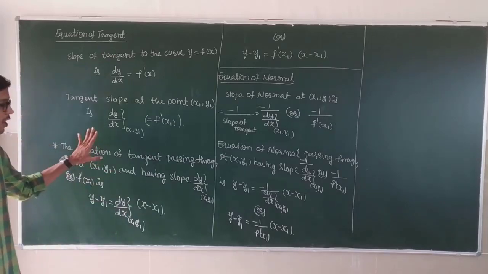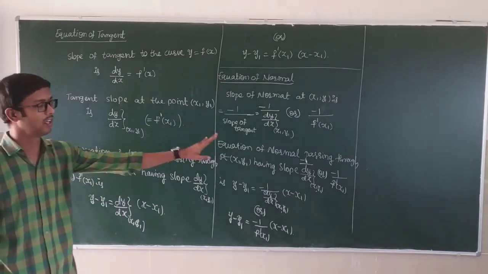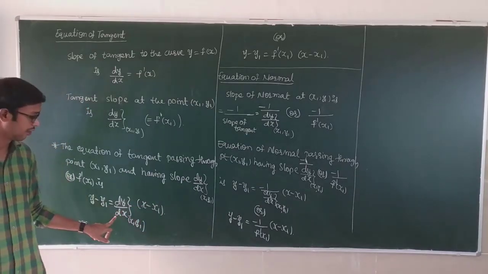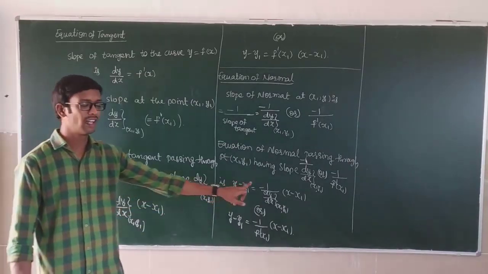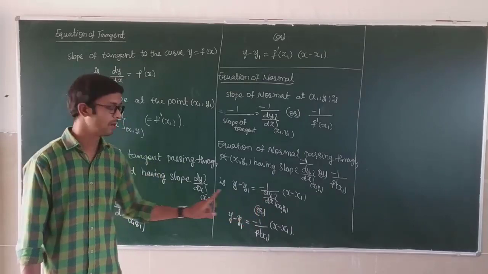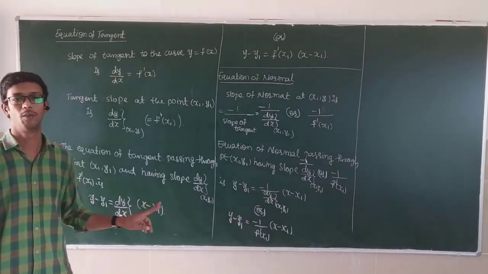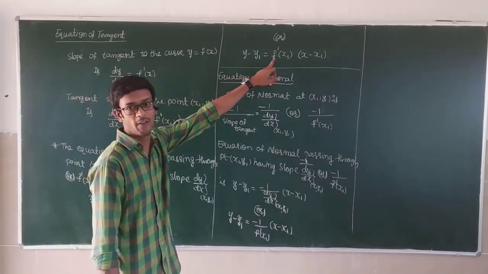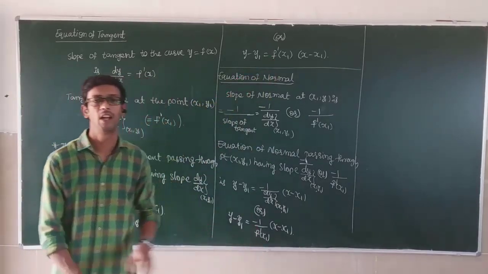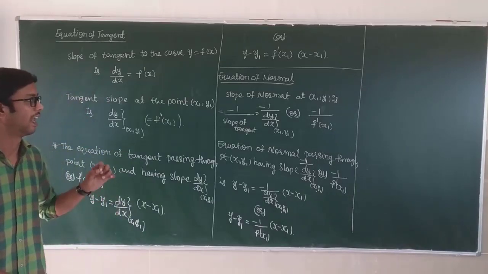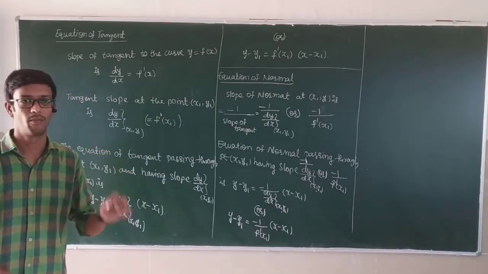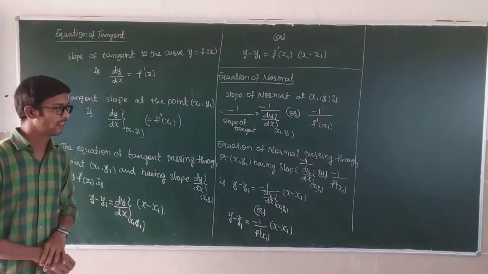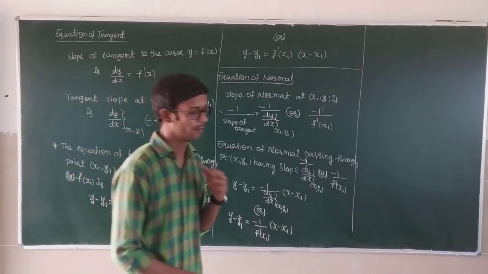So this is the equation of tangent. This is the equation of normal. What is the difference between these two? Here dy by dx, here -1 by dy by dx. Why? Because the product of the slopes is equal to -1. Next, here f dash of x1, here -1 by f dash of x1. For a line equation passing through the point having slope m, we are using the formula. Next, there are two note points.